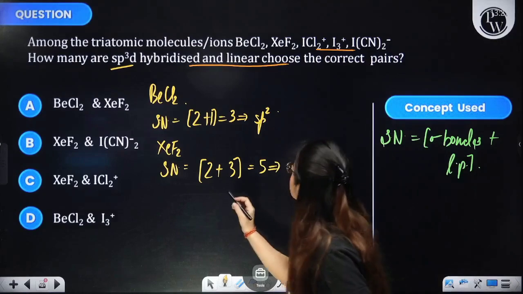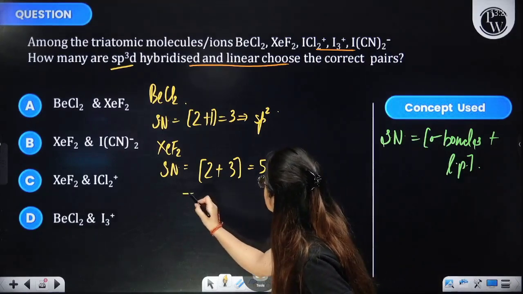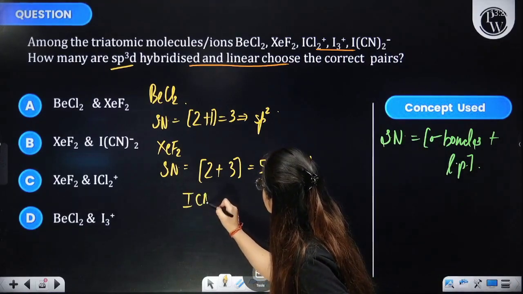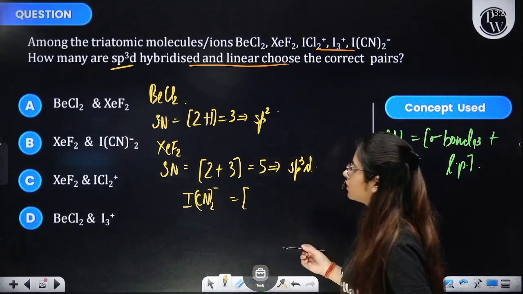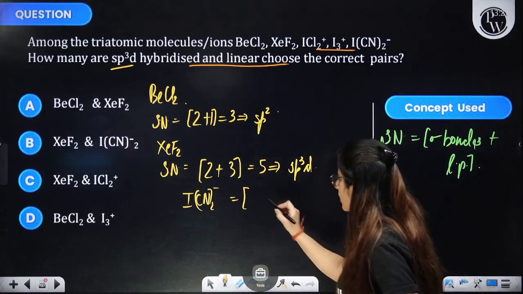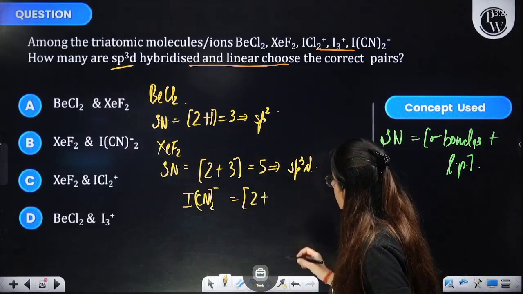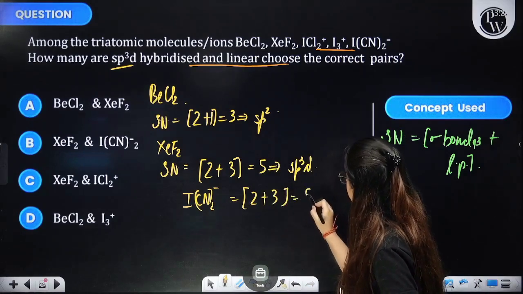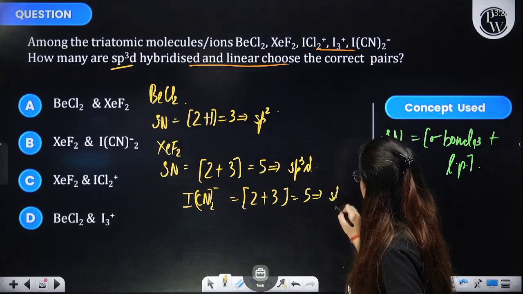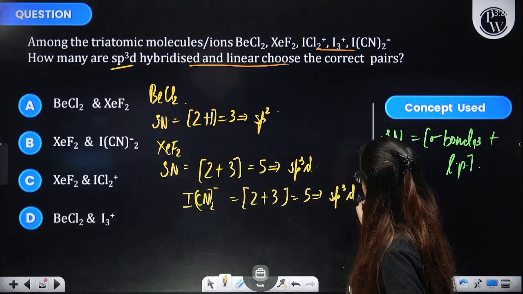Then for ICN2 minus, number of sigma bonds are 2, and then the number of lone pairs will be 3, that is 5, and sp3d hybridization.